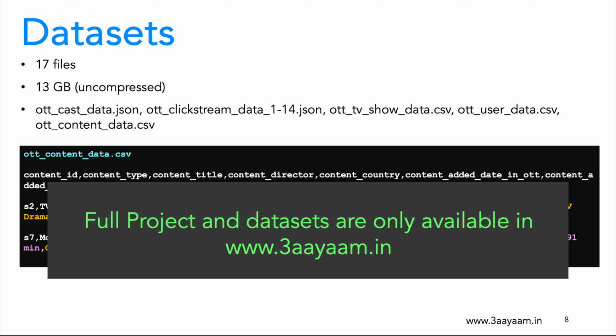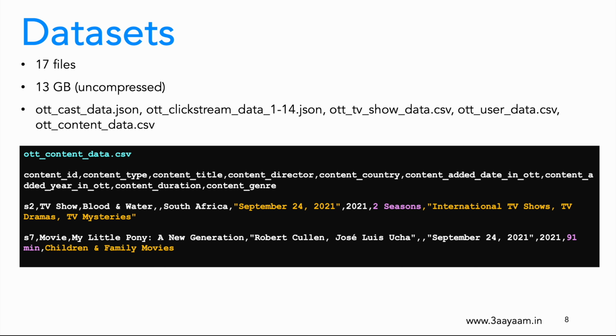I've given you 17 files. The total size is 13 GB, which is uncompressed. And we have this OTT cast data.json, which contains the cast of the TV shows or the movies. Then Clickstream data, there are 14 files of Clickstream data, and it contains records of 2026, so from 1st January 2026 to 31st December 2026. Then you have OTT TV show data, OTT user data, OTT content data.